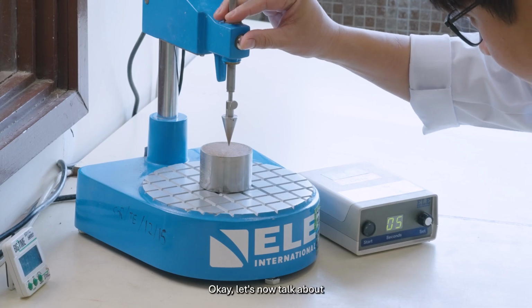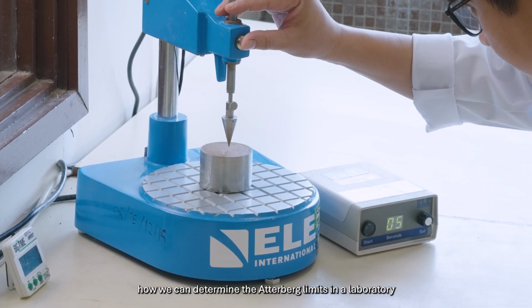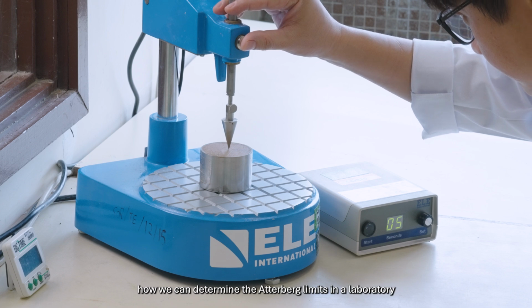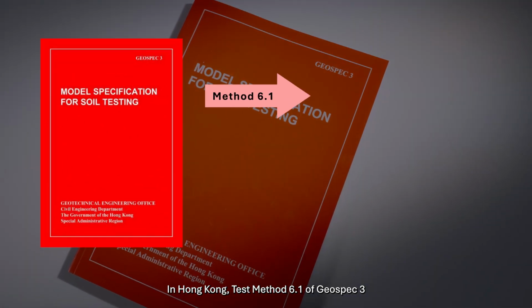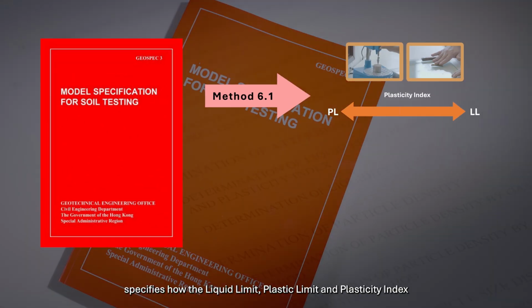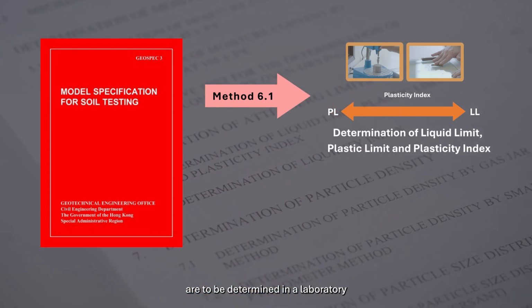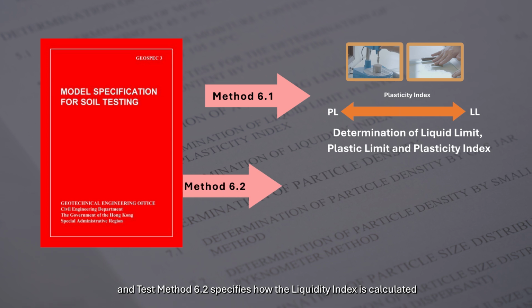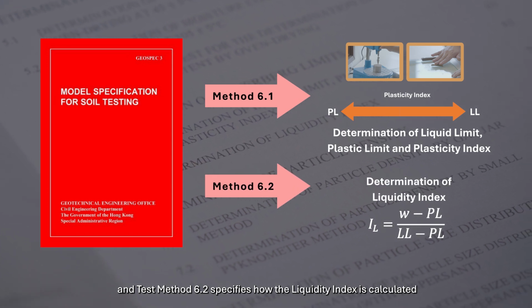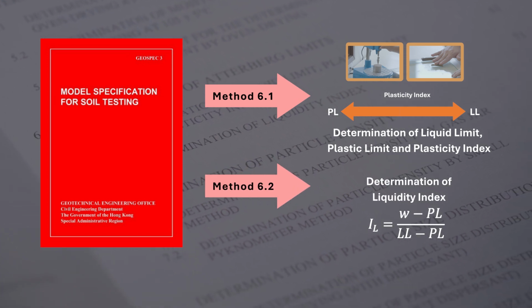Okay, let's now talk about how we can determine the Atterberg limits in a laboratory. In Hong Kong, test method 6.1 of GeoSpec 3 specifies how the liquid limit, plastic limit, and plasticity index are to be determined in a laboratory. And test method 6.2 specifies how the liquidity index is calculated.